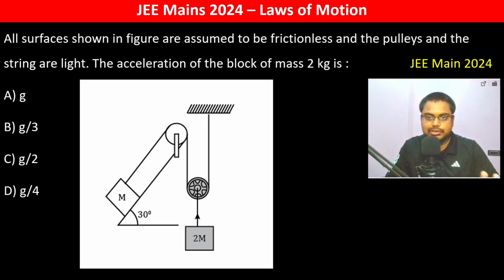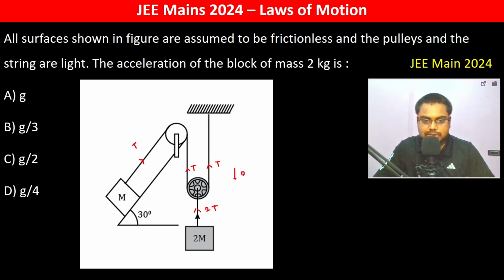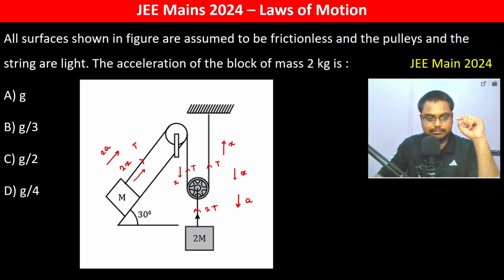So all surfaces are frictionless and pulleys and string are also light, that means massless. So therefore if we assume here T tension, here also T, so here the tension is going to be 2T and here the tension is going to be T. Now if X distance of this pulley goes down, so therefore the acceleration here is going to be A. Now therefore what here is going to happen is this, in this direction again X string will be pulled apart, and here also X string will be pulled apart. So therefore the total length which will be pulled apart from here is 2x. So therefore the acceleration is going to be 2a.